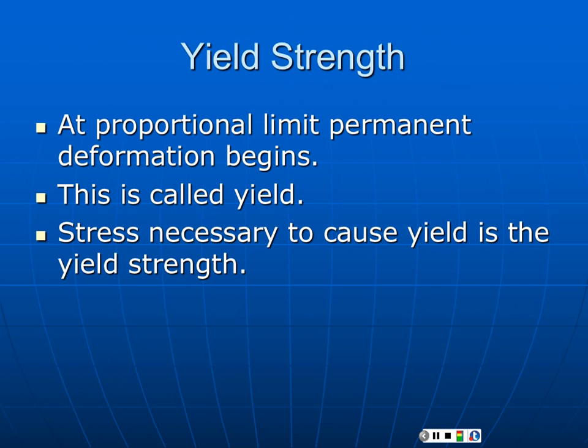Now we need to define an engineering quantity, and this will be the stress that causes permanent deformation. Now the proportional limit is where that literally happens, and we can call that yield. And so the stress necessary to do that would be called the yield strength. However, proportional limit can be kind of iffy to find because it just depends on how good your measurements are.